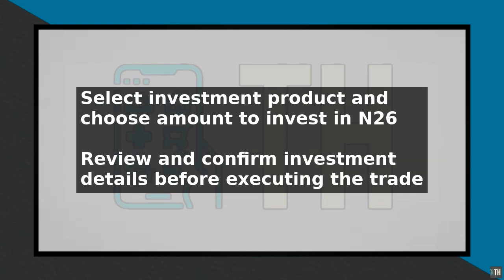First, select the investment product you want to invest in, and then choose the amount you want to invest. You can invest a one-time amount or set up a regular investment plan, which allows you to invest a fixed amount of money at regular intervals. Next, review and confirm your investment details, including the investment amount, product, and risk level.